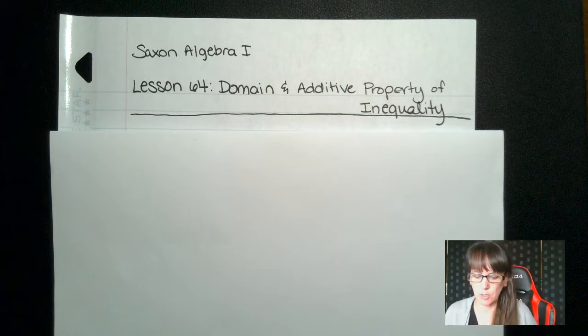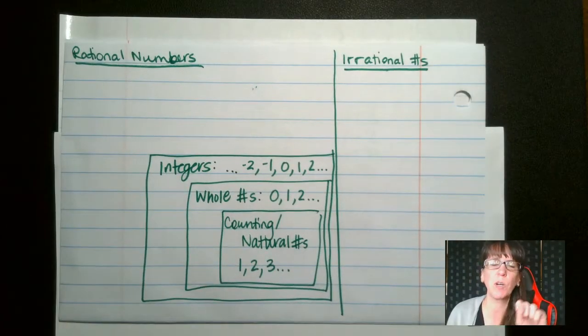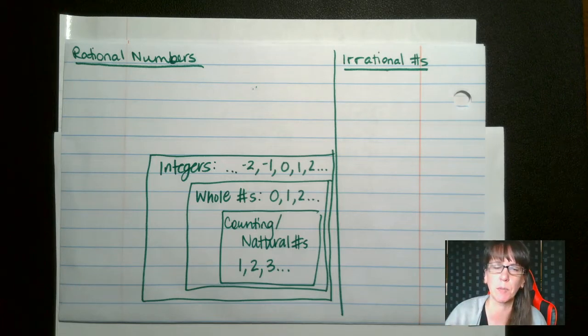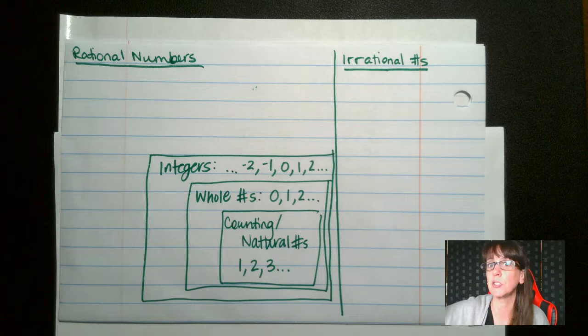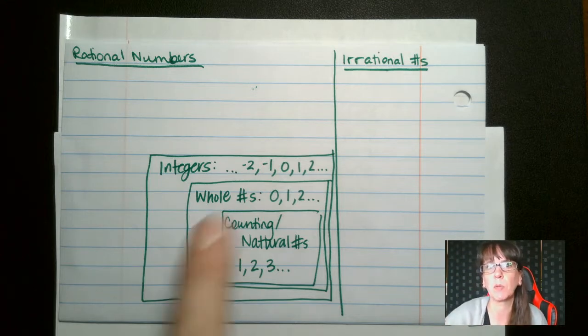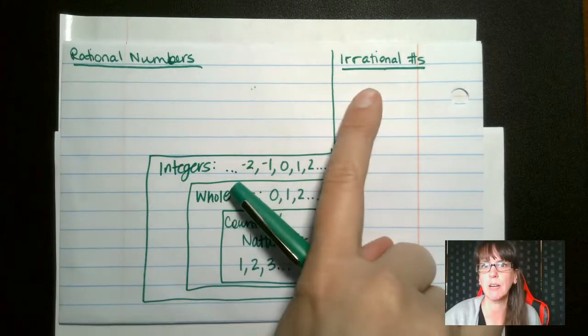Before we get started, just a quick reminder. I sketched out some quick notes. When we're talking about numbers, we're talking about either real or complex numbers. You won't get to complex numbers until Algebra 2, so right now we're talking about real numbers. Within those real numbers, we have two types: rational numbers and irrational numbers.